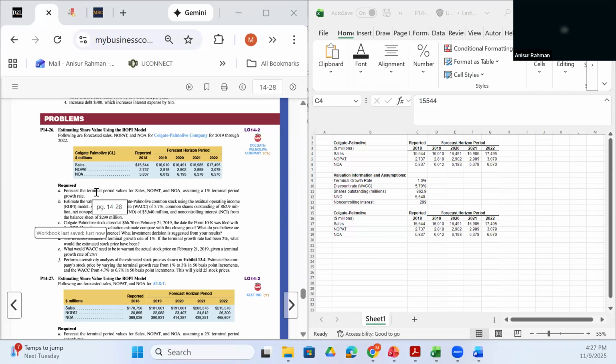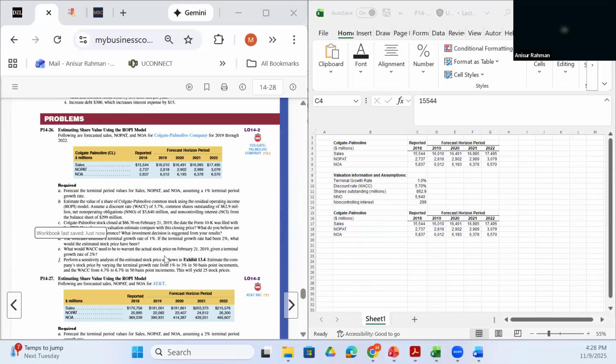So the terminal period is the year immediately following the forecast horizon period. Starting with the terminal period, we believe the growth rate will be constant. For example, 1%.